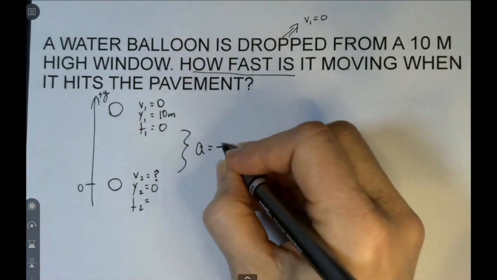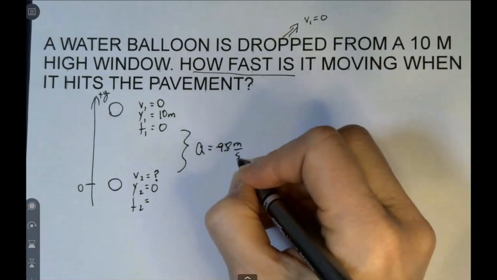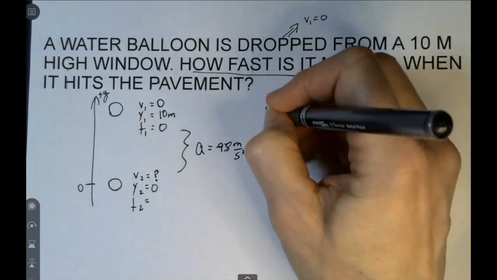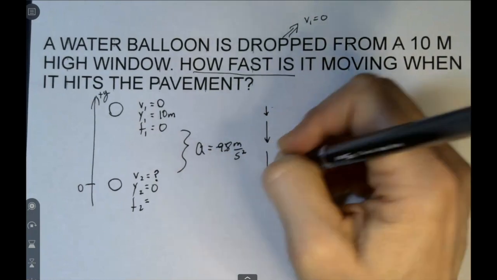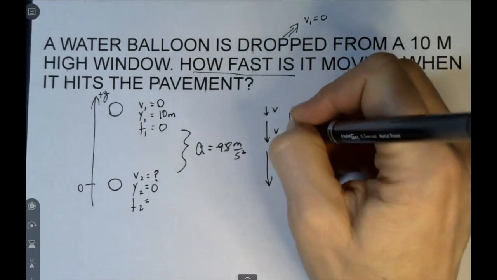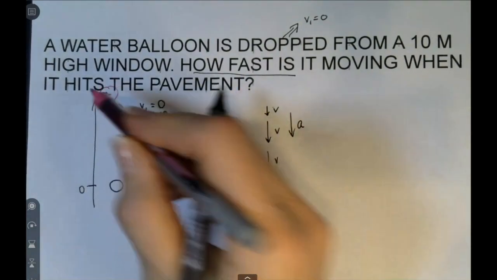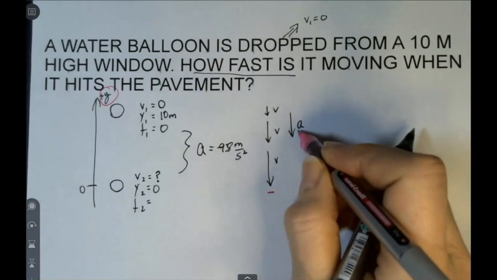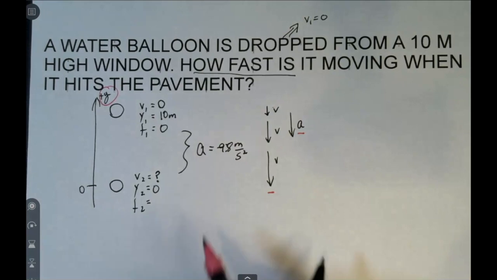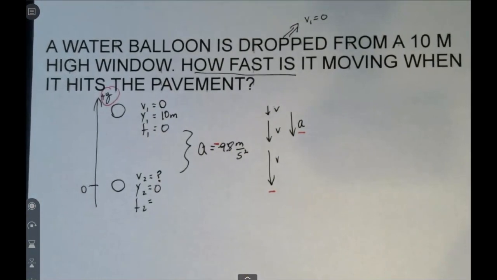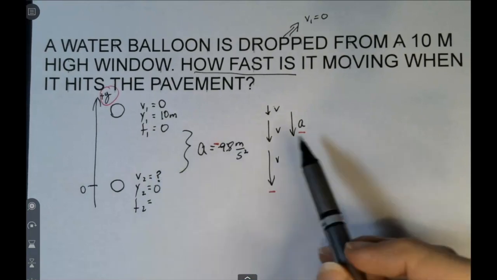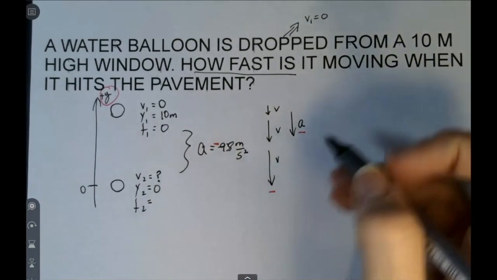And all objects in free fall have an acceleration of 9.8 meters per second squared. We are increasing speed on the way down, so acceleration must point down. Since positive is up, my velocity has to be negative and my acceleration is going to be negative. So I'm going to put my negative sign on my acceleration, and if my velocity doesn't come out negative, I have to see what mistake I made.